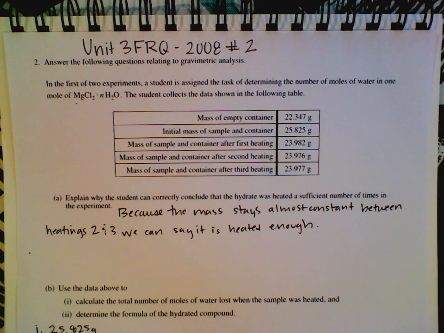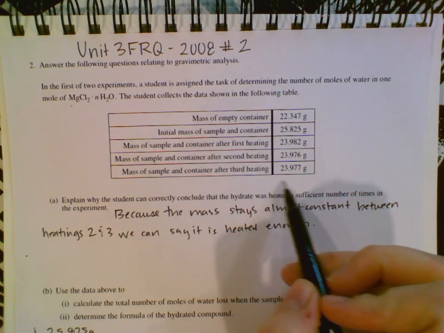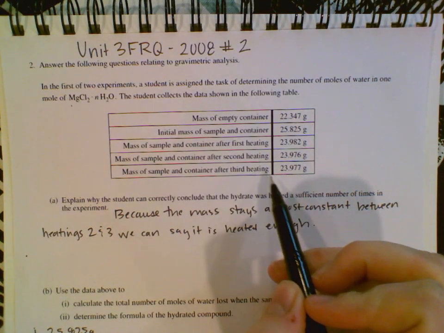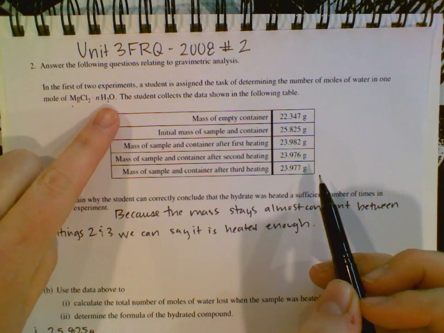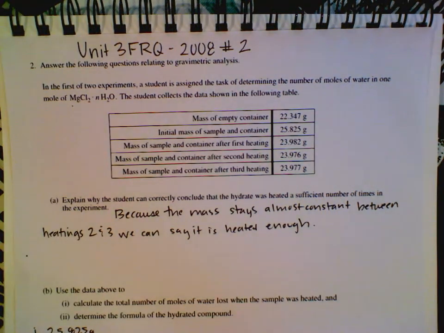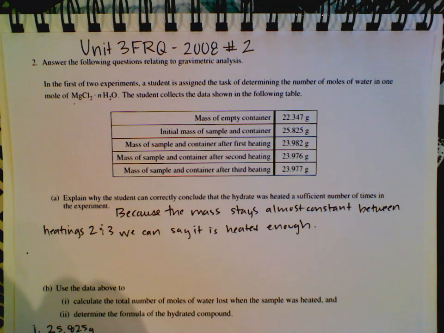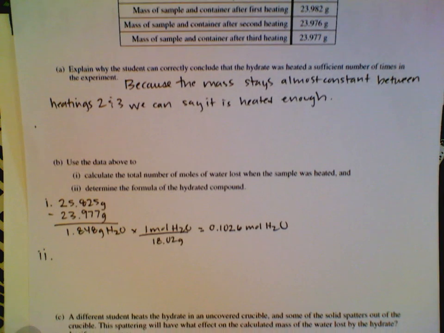So we need to figure out the mass of just the MgCl2, and that's it, so without the water. In theory, after this third heating, what I have is the container and only the MgCl2, because I've driven all of that water away. So that's what I'm going to do first, figure out how much MgCl2 I have. I'm going to slide my paper back up here and do the work.